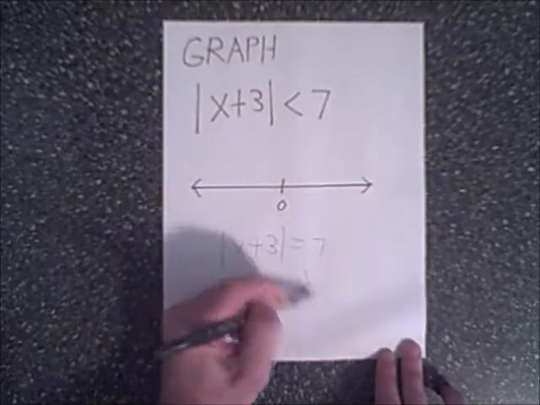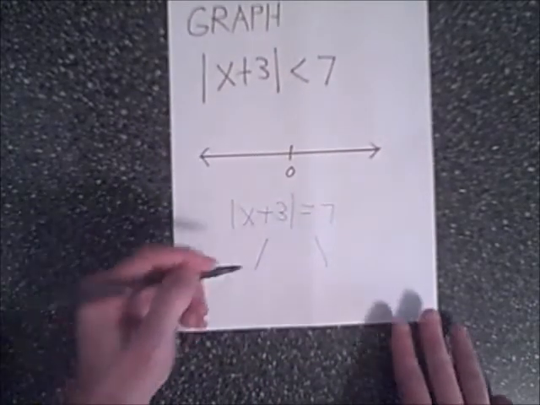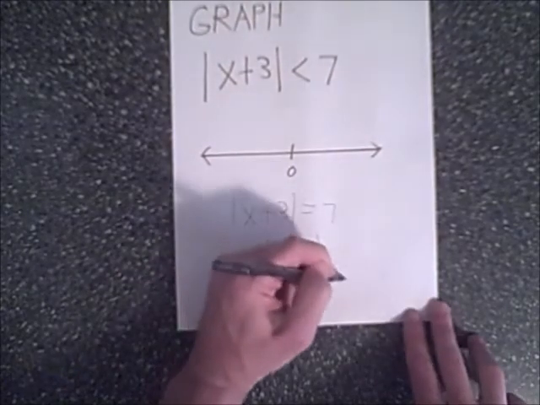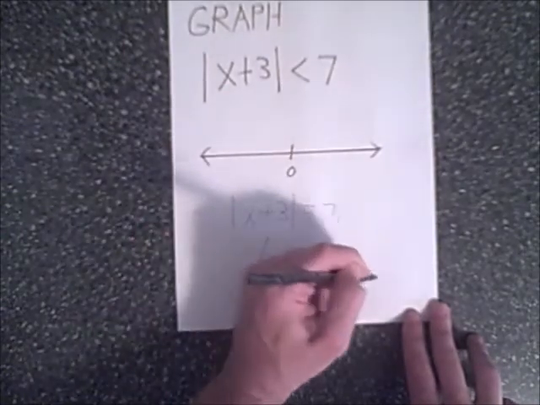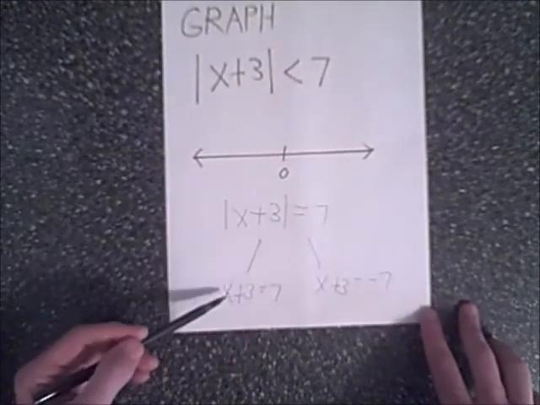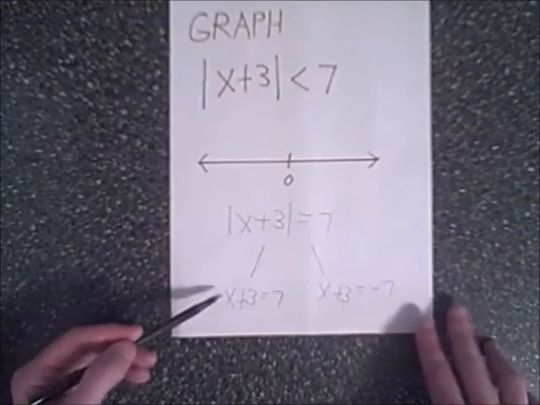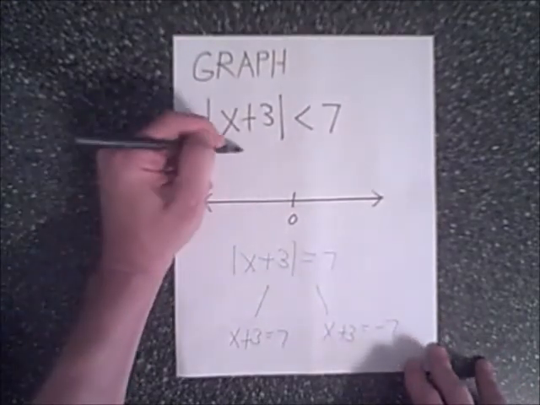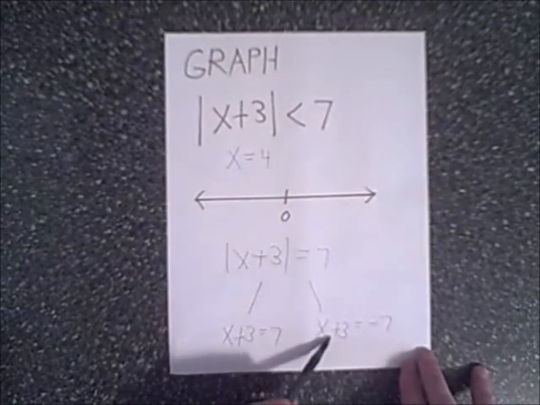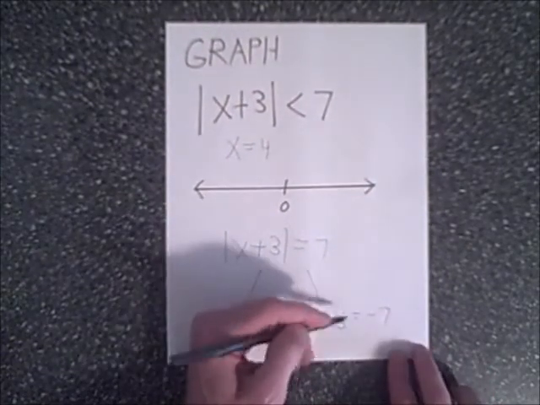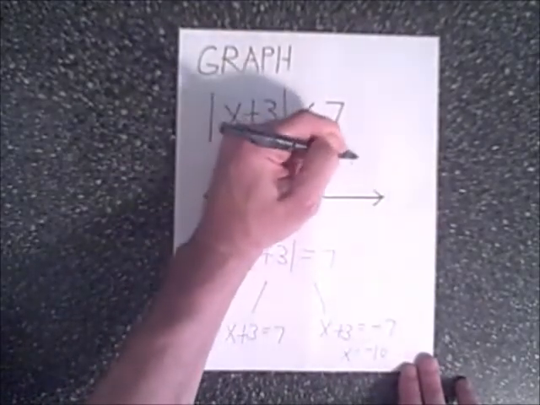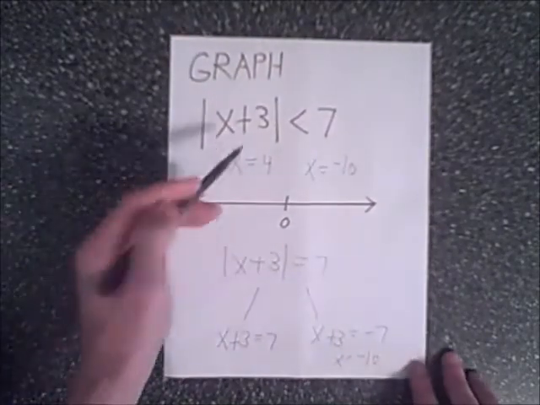So this is going to basically lead to two problems. We're going to have x plus 3 is equal to 7, and we're going to have x plus 3, this right here, can also equal negative 7. So we basically have turned this into two problems. In the first case, it's obvious, x is equal to 4. So we're going to put x equals 4 as one of our solutions. And then the negative alternative would be, of course, we subtract 3 from both sides, and we get x is equal to negative 10. So those are our two values that would be equal to 7.